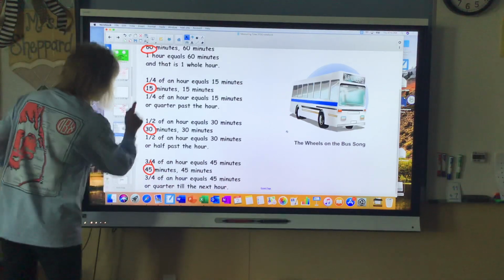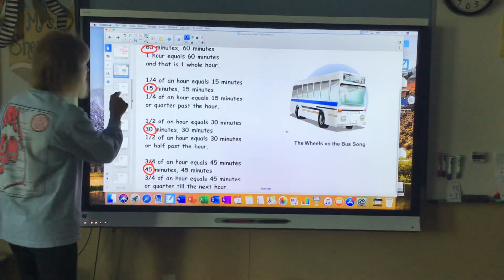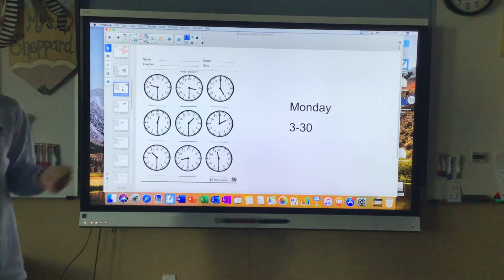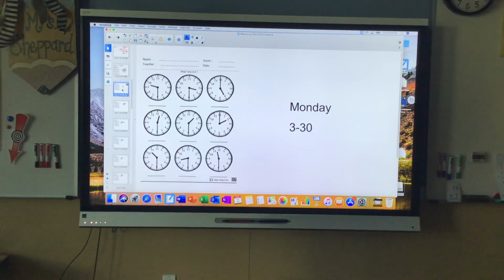Now, last week you had some pages that looked like this, where for classwork that you were doing at home, you had 9 clocks, and you had to tell me the time on the clock.